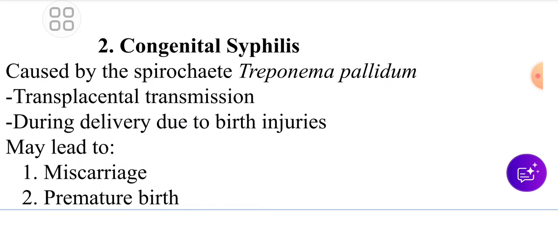Now we move to congenital syphilis. Syphilis generally is a sexually transmitted infection. The main route of infection is sexual contact. The causative bacterium is the spirochete Treponema pallidum, and the mother infected by any route can transmit the bacterium from her blood to the baby in the uterus through the placenta, transplacental. Or the infection may occur during delivery due to birth injury.